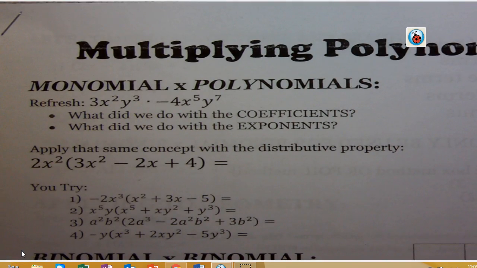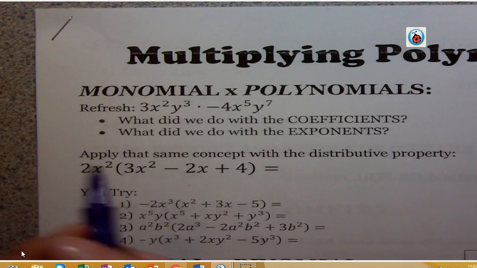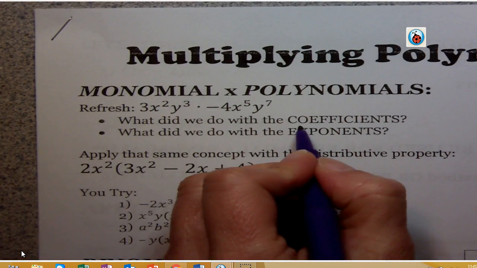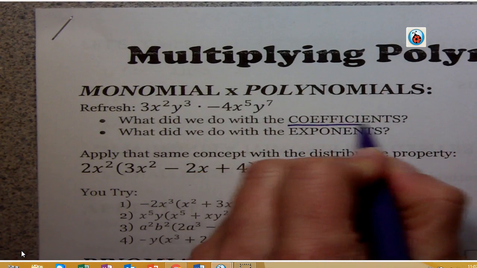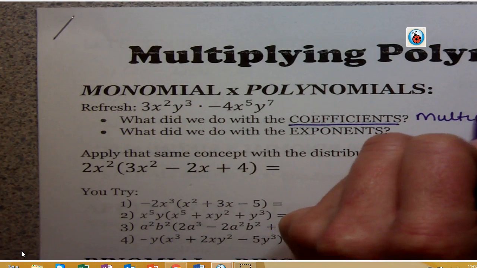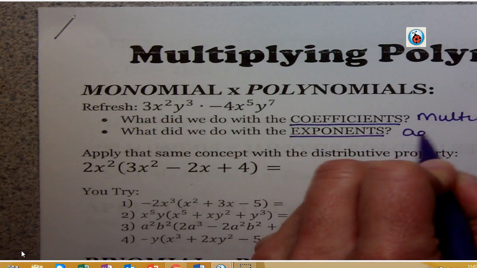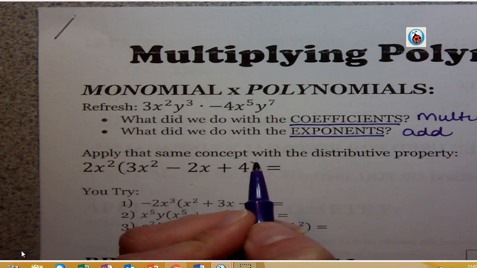All right, guys, so we're going to talk about multiplying polynomials. You should already have this in your notes, but just to go over and refresh what we did in class. We are multiplying polynomials, okay? So we remember that when we multiply the coefficients and we add the exponents.